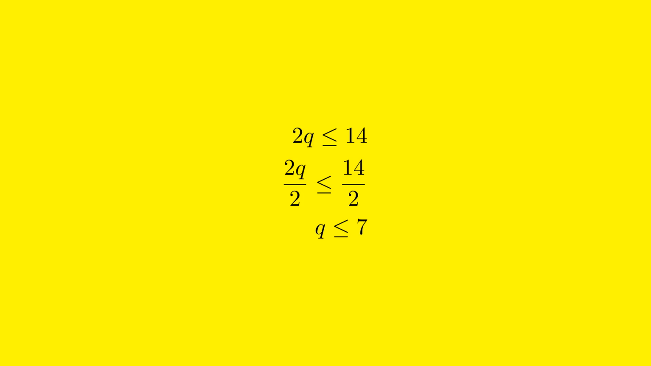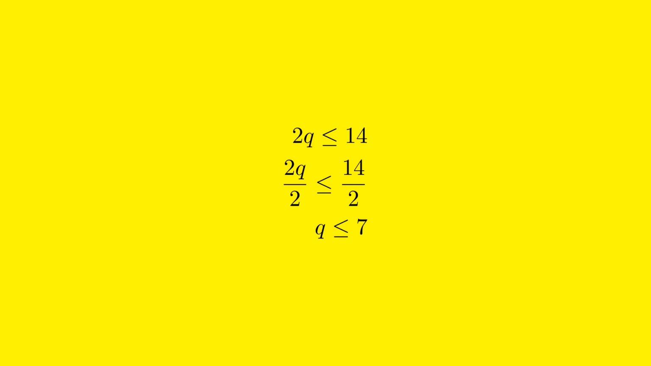On the left side, 2q divided by 2 simplifies to q, because 2 divided by 2 equals 1, and 1 times q is just q. On the right side, 14 divided by 2 equals 7. Now the inequality is simplified to q is less than or equal to 7. This is the final inequality, as we have isolated q and found its value.